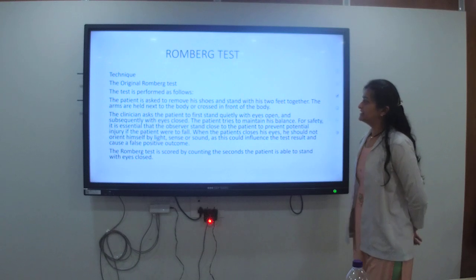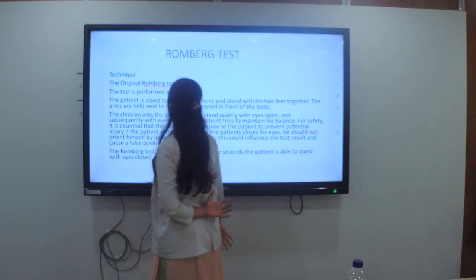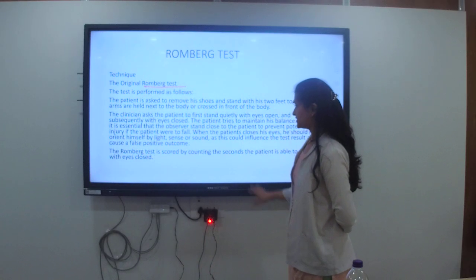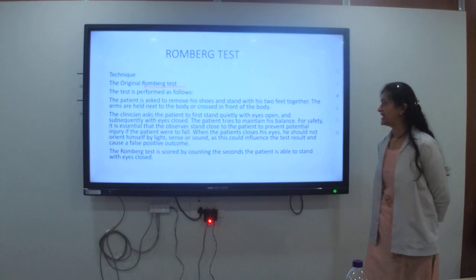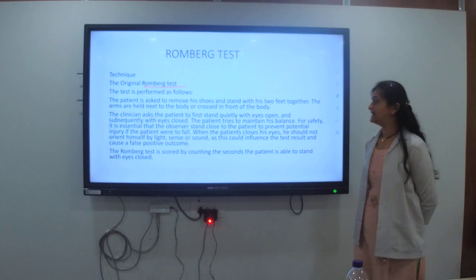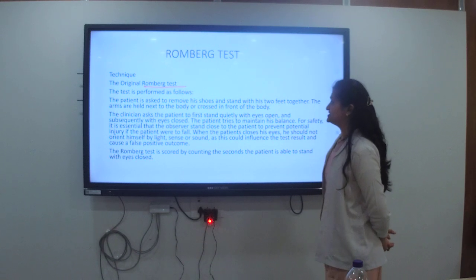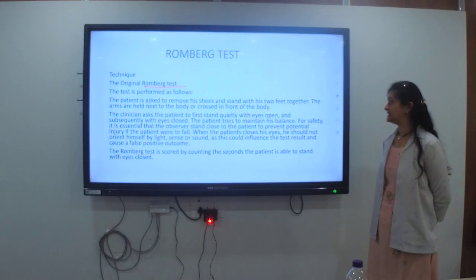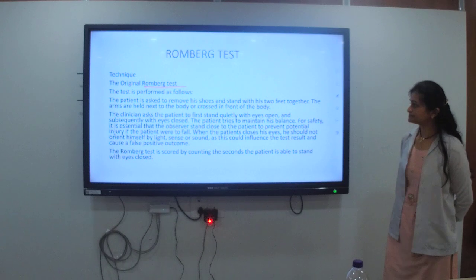Now there is one test called Romberg's test. This is the test to check the balance. How is it performed? The patient is asked to remove his shoes and stand with his two feet together, and the arms are held next to the body or crossed in front of the body. The clinician asks the patient to first stand quietly with eyes open and subsequently with the eyes closed.